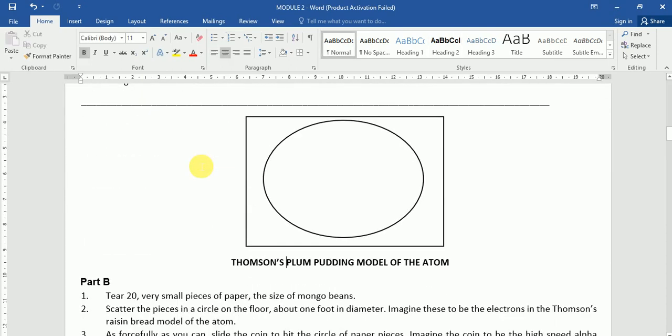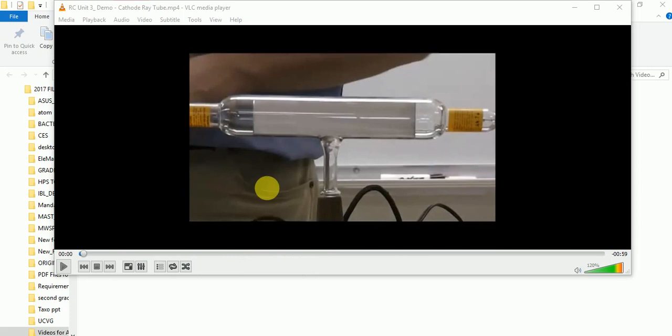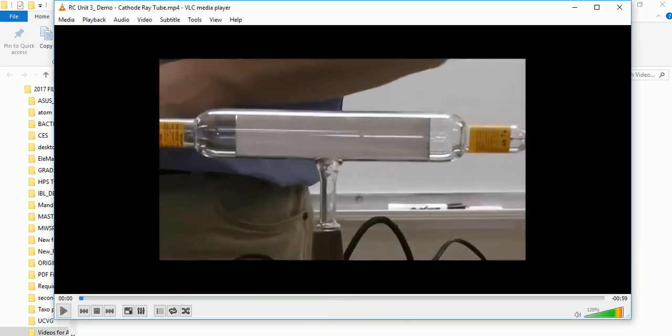Before Part B, I will show a video about Thomson's plum pudding model. Okay, so we're back. Kindly look at this video. This is what we call a cathode ray tube. This was used by J.J. Thomson. Let's go back to the PowerPoint.